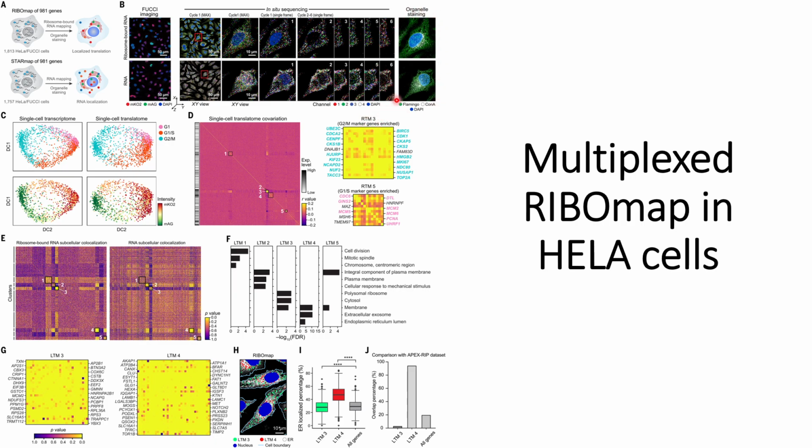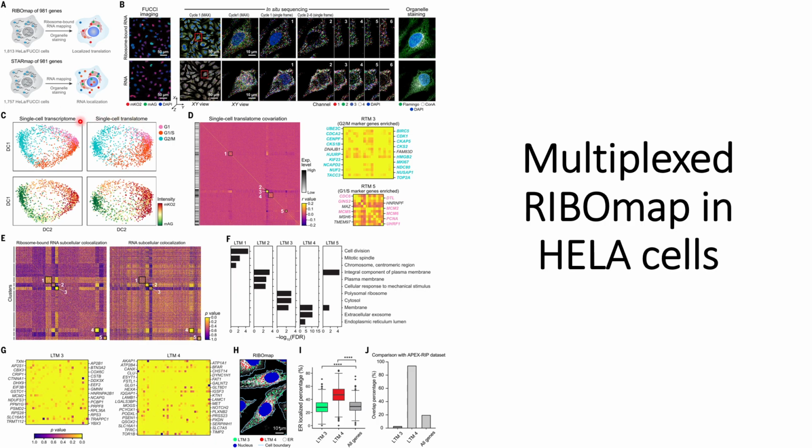Here they have stained the different organelles of the cells using different dyes. DAPI is for the nucleus, and Flamingo and Lamin are for the periphery of the nucleus, or we can say the endoplasmic reticulum. So panel C describes the different stages of the cells. The top left is from the RIBOmap, and this one is the result that you get from FUCCI imaging.